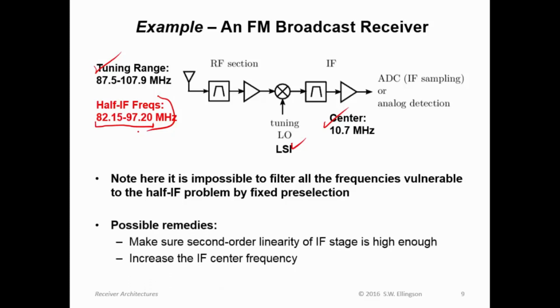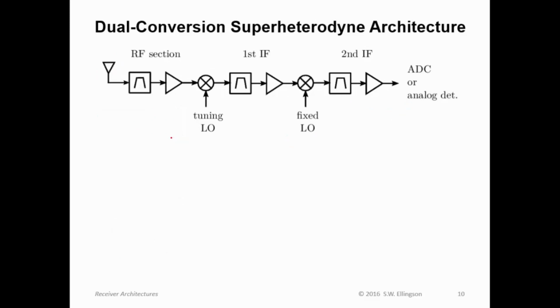Possible remedies, again: make sure you have adequate second order linearity at the IF stage, or increase the IF center frequency, because if the IF center frequency goes up, then these frequencies will go down. So this is strong incentive to use higher IF frequencies. With this in mind, we come up with the dual conversion superhet architecture.